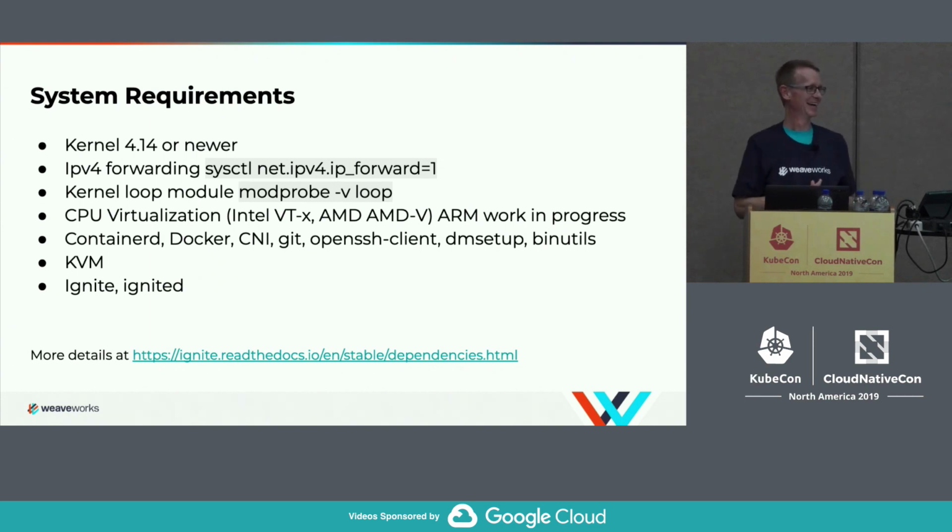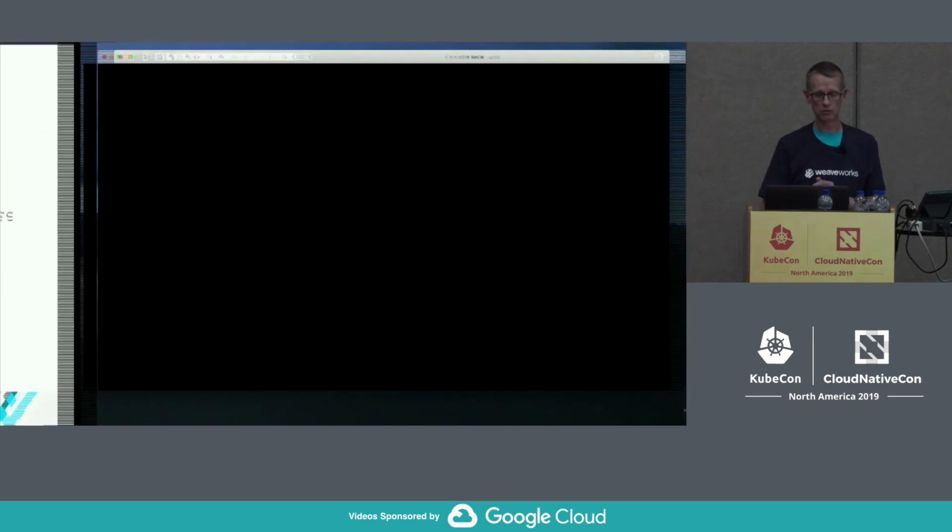Then you're going to need a container runtime. If you're using the latest version, it's containerd or Docker. You need CNI, Git, OpenSSH client, device mapper, and KVM. Again, it's all listed out there. I just wanted to cover it before we jump to a demo. You need KVM, and you're going to need Ignite and Ignited, depending on how you want to use it. So with that, I'm going to jump to a demo here real quick.